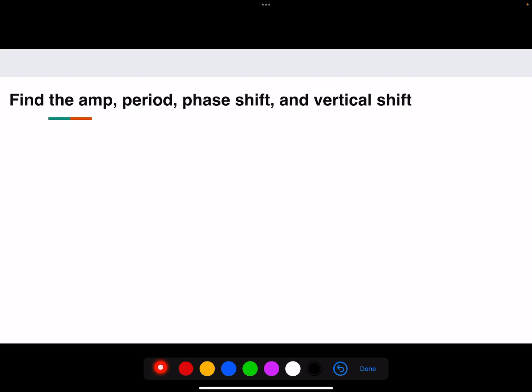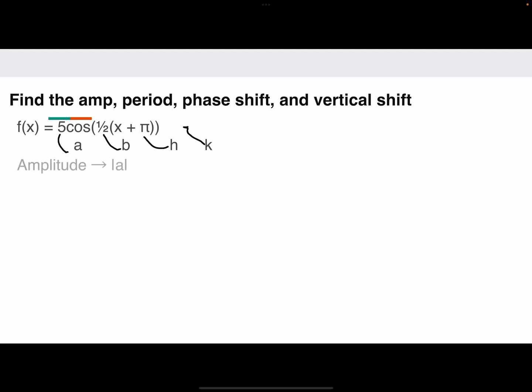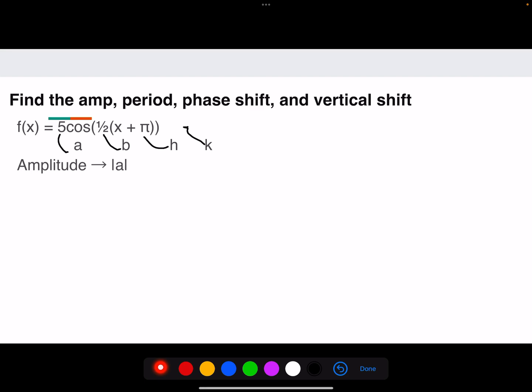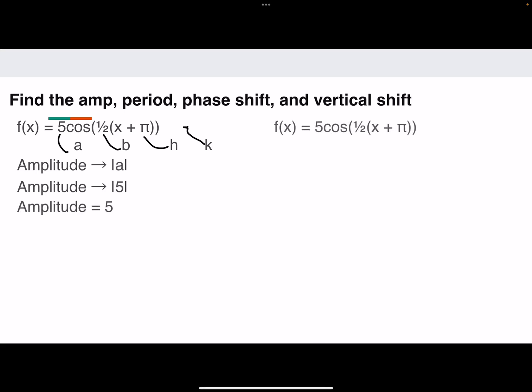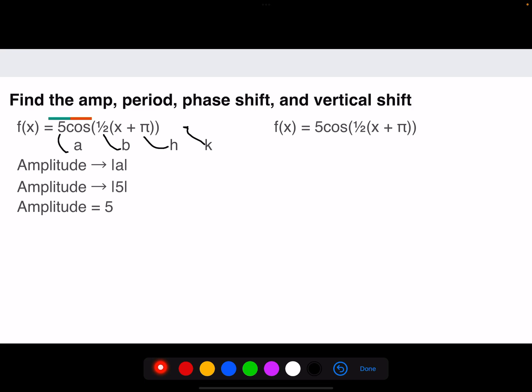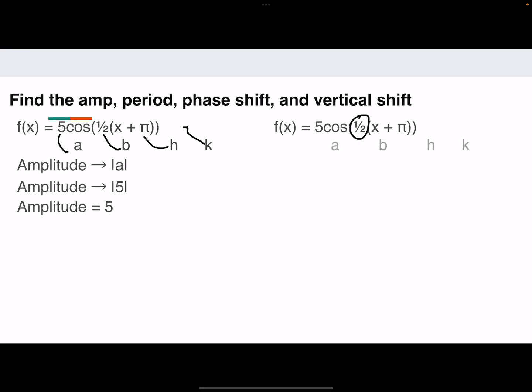All right, same idea on this problem. I'm going to label this: A, B, and then H, and then K. For our amplitude, it's just the absolute value of that outside number. So it's a 5. The absolute value of 5 is 5. Period, same idea. Whatever that B is going to be the number on the inside of the parentheses right before the X.